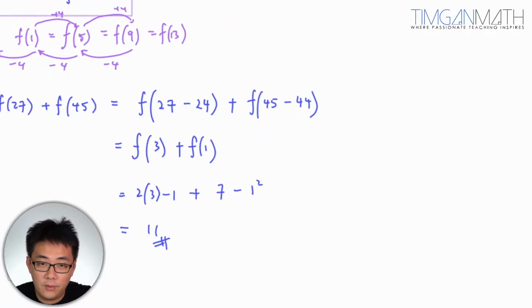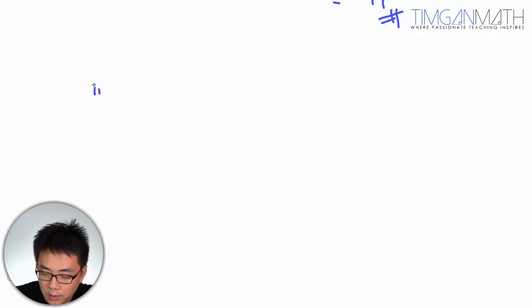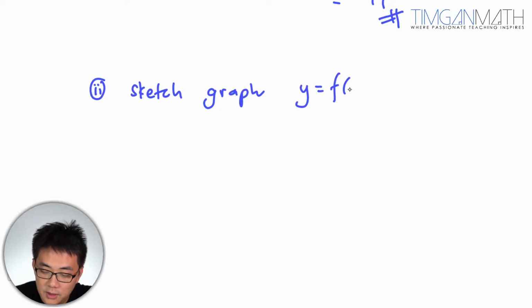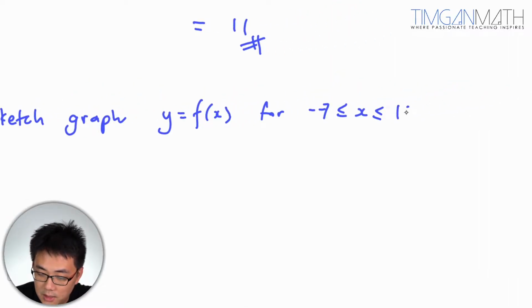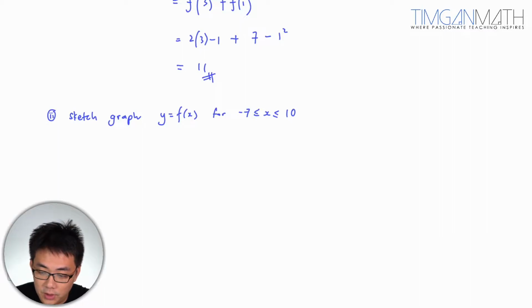So for the second part, we are asked to sketch a graph of y equals f(x) for -7 ≤ x < 10. In this case, obviously you need to use your ruler and draw it properly, but what I'm going to do is just use a grid.